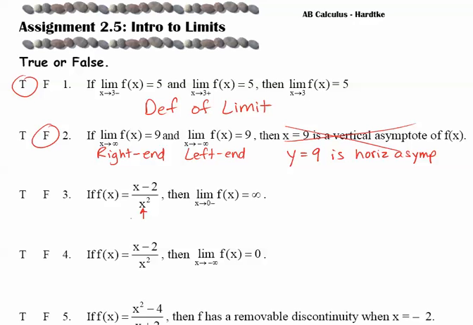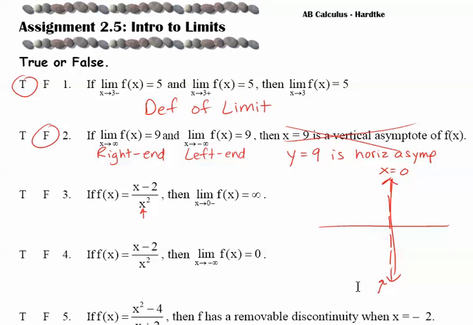In question 3, we have a rational function, and we can see that 0 is not in the domain. It would cause division by 0. So there's a vertical asymptote at 0. If we were going to graph this, we would put a vertical asymptote at x equals 0. And we're wondering about the limit as x approaches 0 from the negative side. So next to a vertical asymptote, there's only two things that can happen.